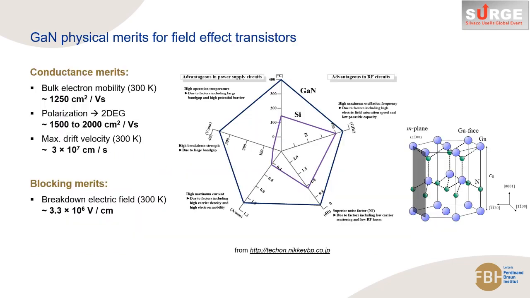Gallium nitride is a relatively new wide bandgap semiconductor material. It has many merits for semiconductor electronic devices. It has high bulk mobility and may form in heterostructures a two-dimensional electron gas with high channel mobility and high drift velocity, which give it superior conductance properties. Due to its large band gap, it has a large breakdown electric field, which gives it superior blocking properties.